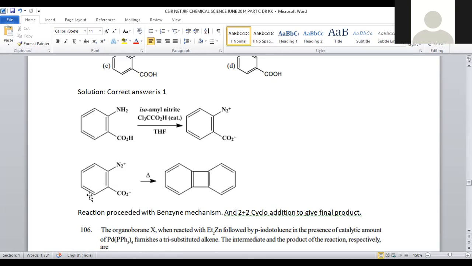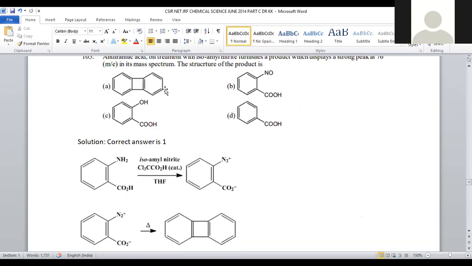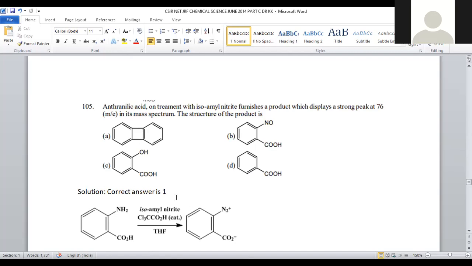You could achieve here benzyne. Here the benzyne intermediate will be generated. If two benzyne units are combined together, you will get a tricyclic ring system. So that is a very simple reaction called 2+2 cycloaddition. So two benzyne moieties got cyclized in a manner where the 2+2 cycloaddition, and we will get a tricyclic ring system. That tricyclic ring system was provided in option number 1. For question number 105, option number 1 is the correct answer.